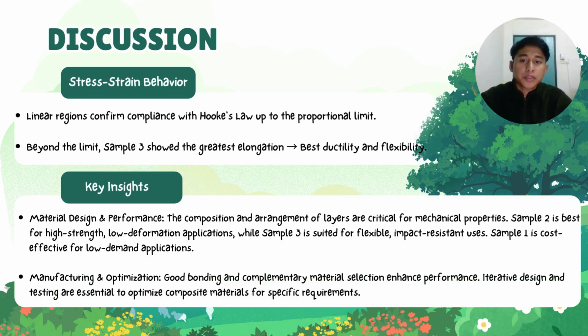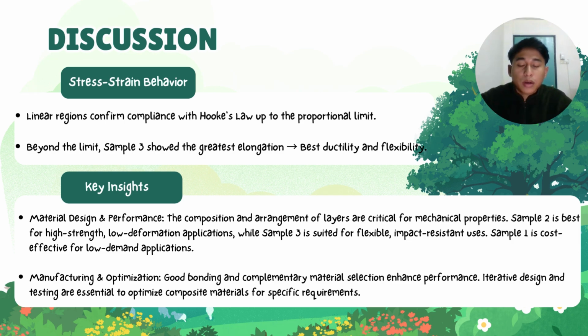Next, stress strain behavior. First, all samples followed Hooke's law up to their proportional limits as seen in the linear regions of the stress strain graph. Second, beyond the proportional limit, sample 3 exhibited the greatest elongation before failure, indicating the highest ductility and flexibility. So, last but not least, key insight for this part.